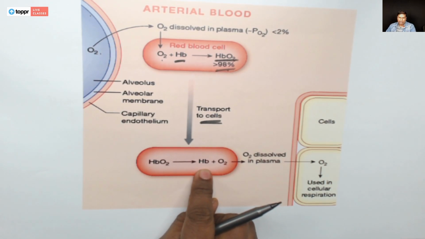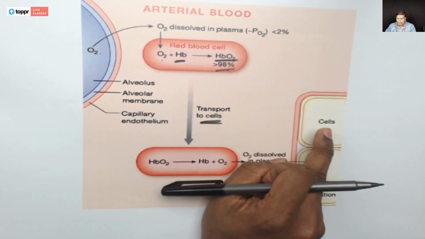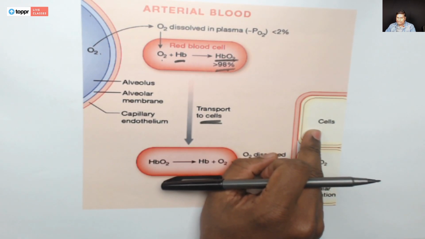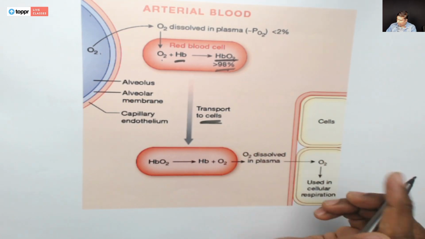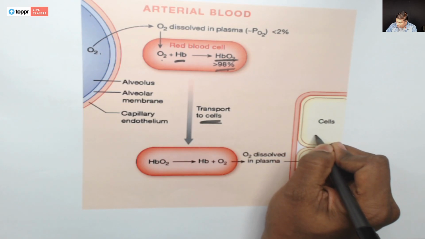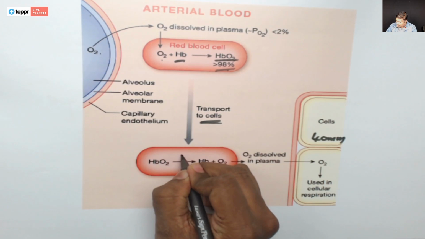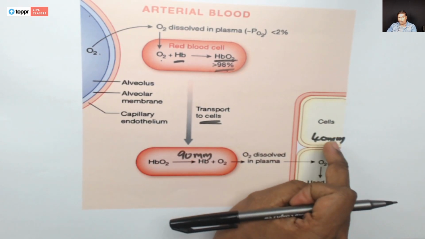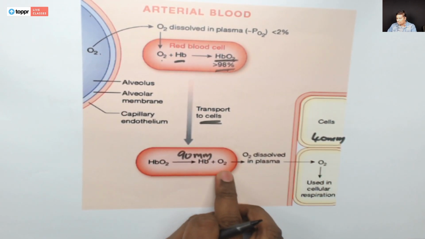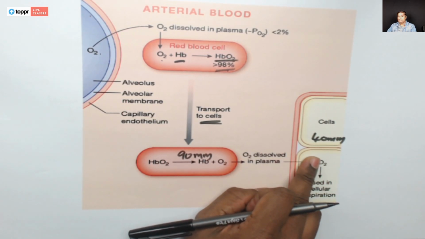Now what happens there? Once it reaches the cells, we know that the partial pressure in the tissue is less. If you remember the values that I put up in the beginning, the partial pressure of oxygen in the cells is 40 mm of Hg, and in the RBC it is 90 mm. So the partial pressure of oxygen in the cells is low, because of which oxygen will first diffuse into the plasma, and from the plasma into the cells.